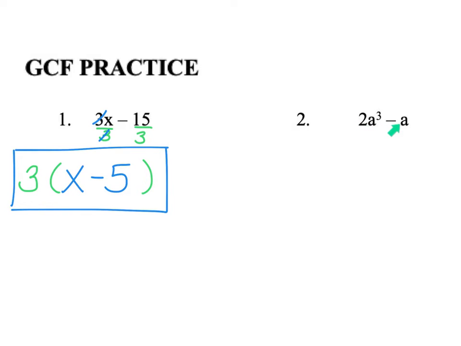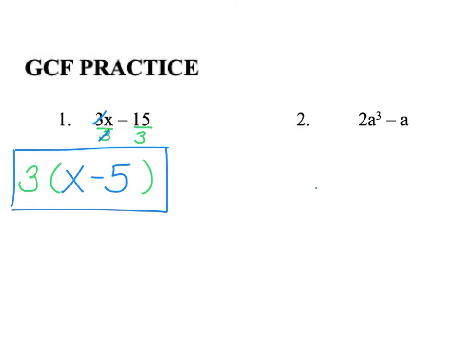2a cubed minus a. So look at my coefficients, a 2 and a 1. Well, the biggest thing that goes into 2 and 1 is 1, so I'm not going to divide by 1 because that never changes anything. So then I go on to the variables, a to the third and a to the first. The trick is take the one with the smaller exponent, so it would be a to the first that would be my greatest common factor.